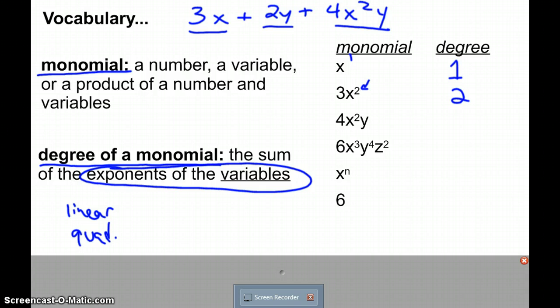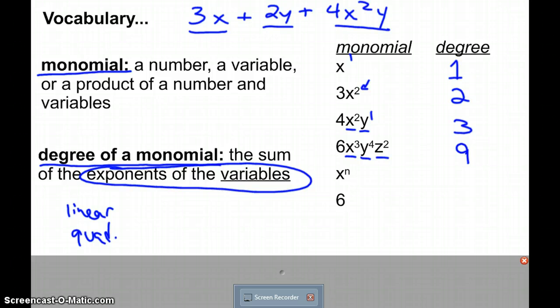4x squared y: we have x squared, and y to the first power. So we have x squared y to the first, and the sum of those exponents is 3. So 4x squared y is degree 3. For 6x cubed y to the fourth z squared, the sum of 3, 4, and 2 is degree 9.